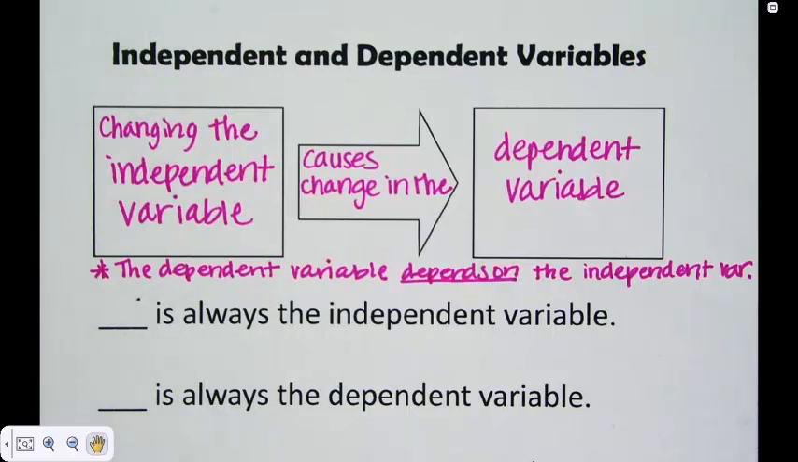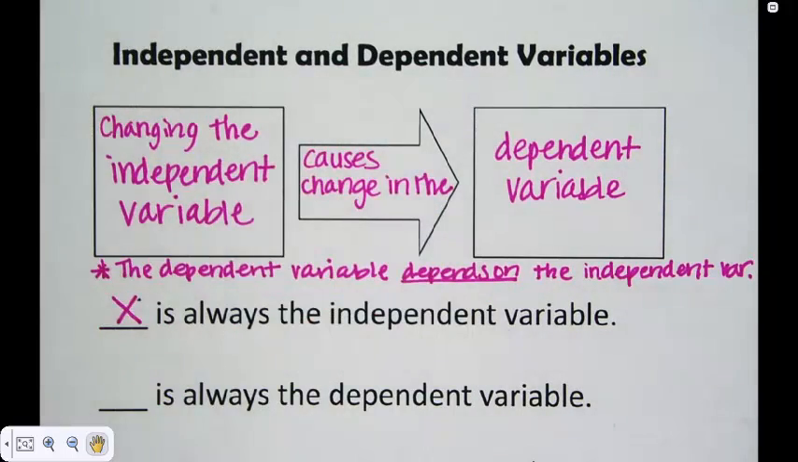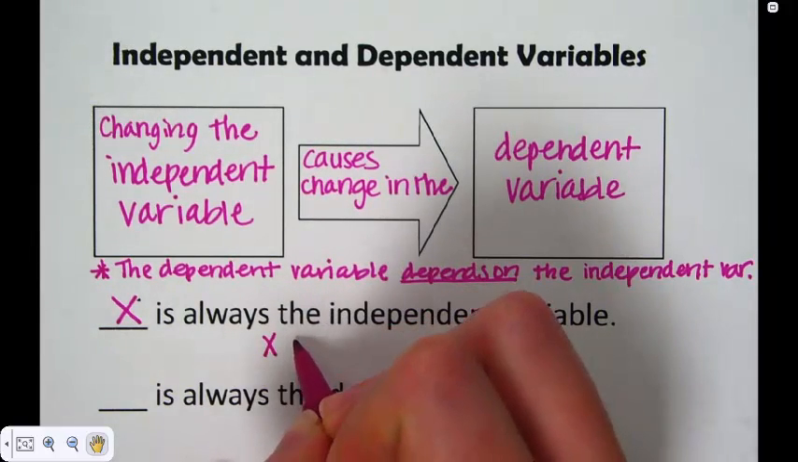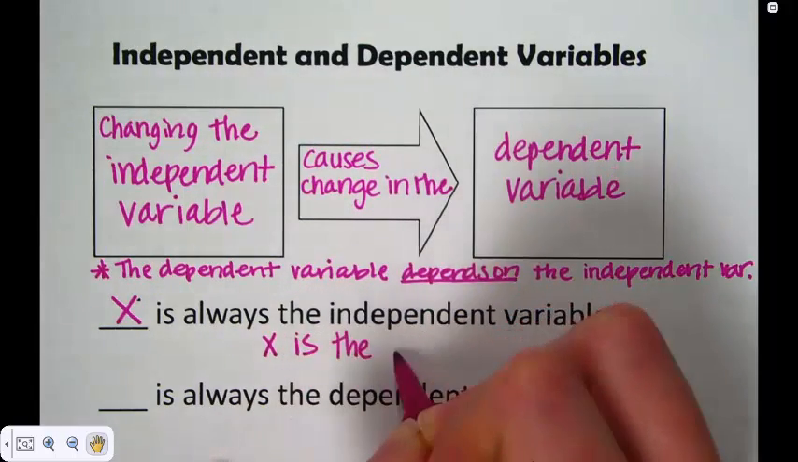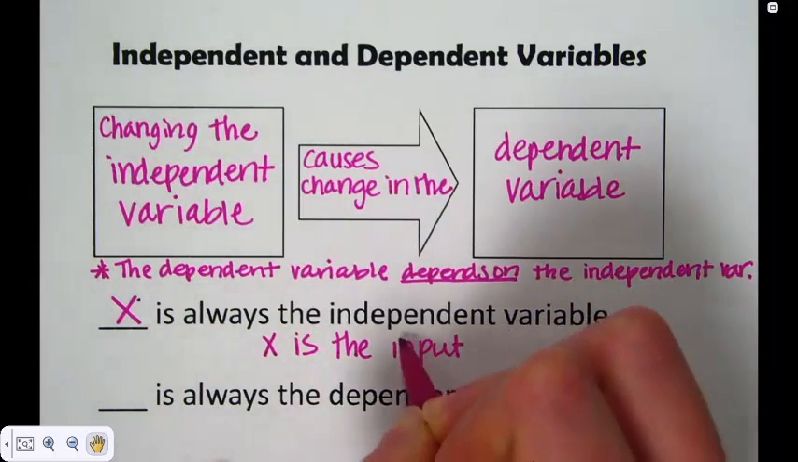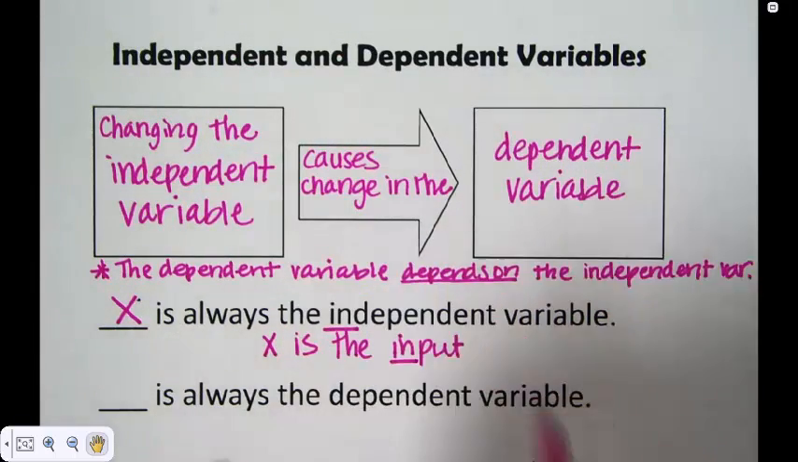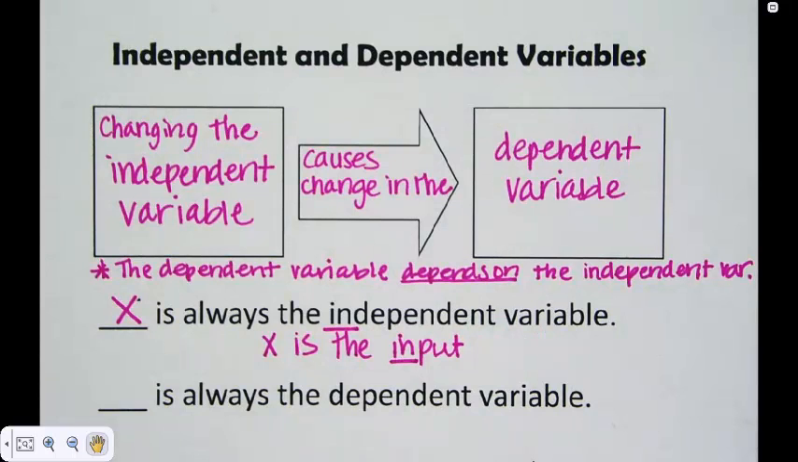When we talk about our x and y, one is always going to be independent and one is always going to be dependent. So x is always the independent variable. X is also known as the input. And in independent and input, we both have the I in there. So x is always the independent variable.